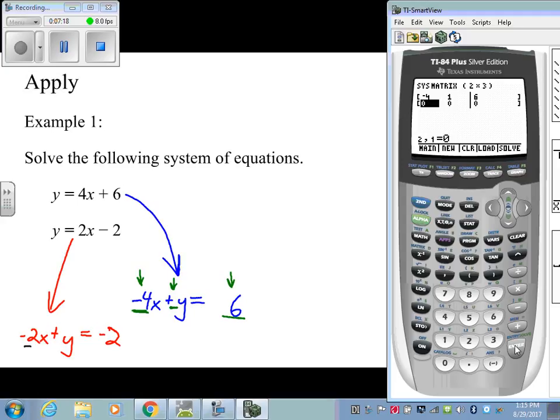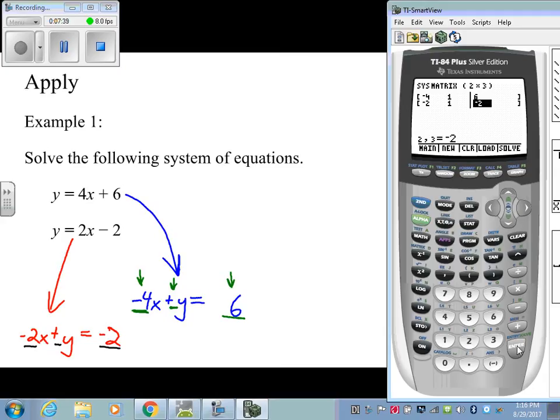And my coefficients this time are -2, an implied 1, and -2 for my constant. So I can type those in. -2, enter, 1 for my y, and -2 again. Notice once again I'm using the negative symbol, which is at the very bottom of the calculator next to the decimal point, not the minus sign. You'll get an error otherwise.